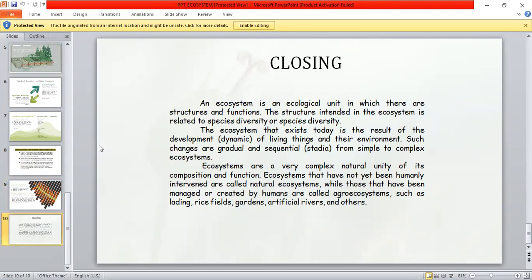Closing. An ecosystem is an ecological unit in which there are structure and function. The structure in the ecosystem is related to species diversity. The ecosystem that exists today is the result of the dynamic development of living things and their environment. Such changes are gradual and sequential stages from simple to complex ecosystems. Ecosystems are a very complex natural unity in their composition and function. Ecosystems that have not yet been intervened by humans are called natural ecosystems, while those that have been managed or created by humans are called agroecosystems, such as flooded rice fields, gardens, artificial rivers, and others.